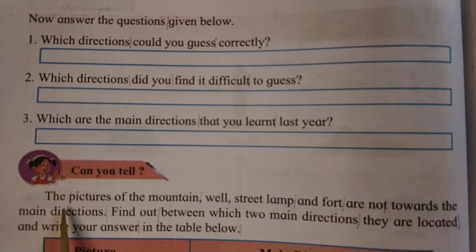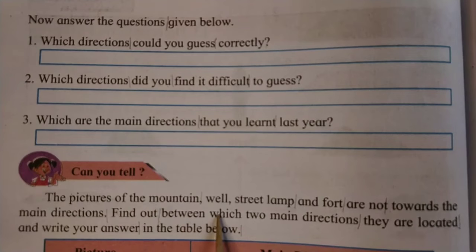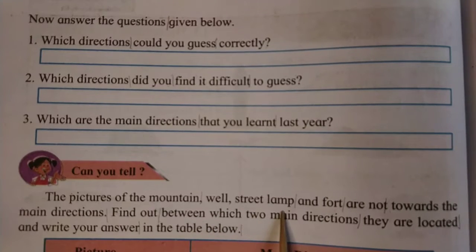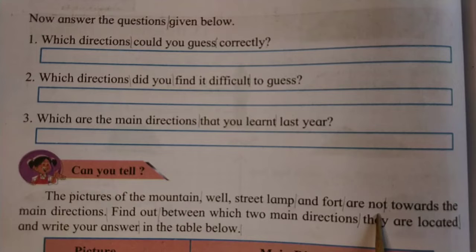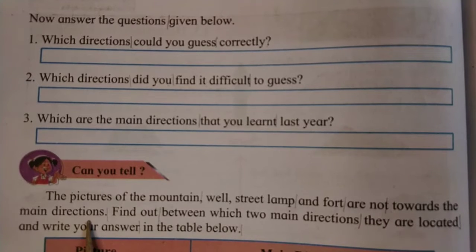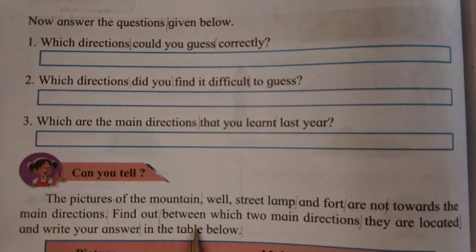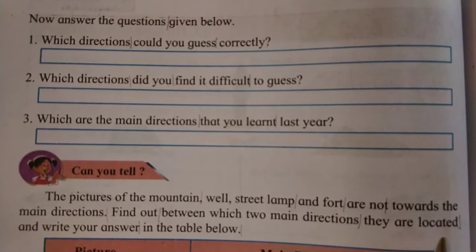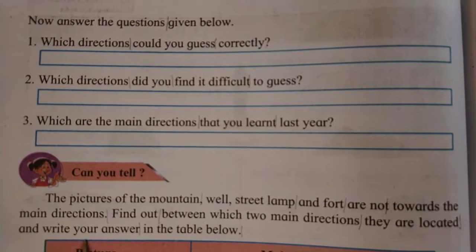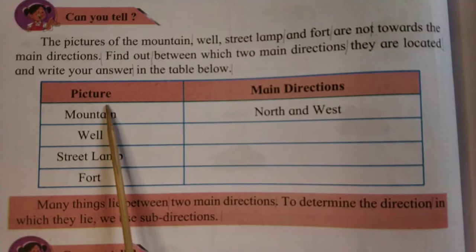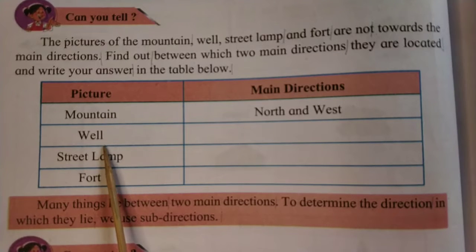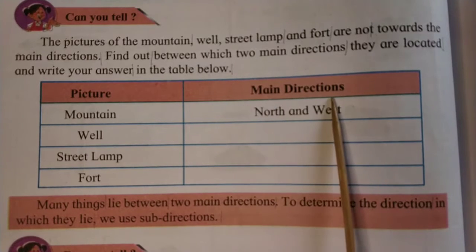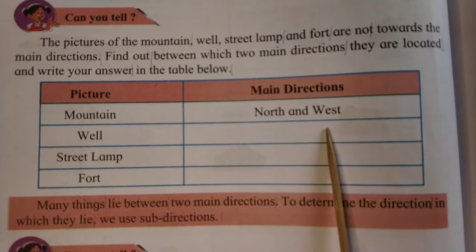Can you tell the pictures of the mountain, well, street lamp, and fort are not towards the main directions? Find out between which two main directions they are located and write your answer in the table below. Picture, mountain, well, street lamp, fort. Main directions north and west.